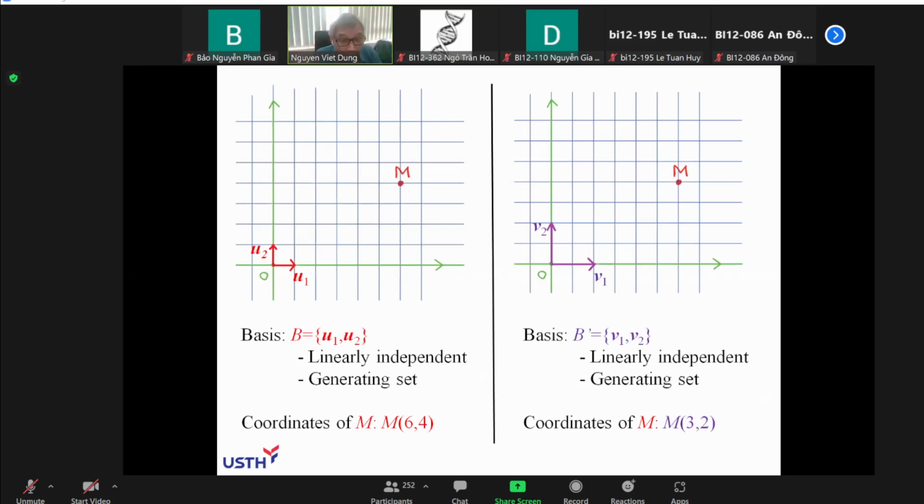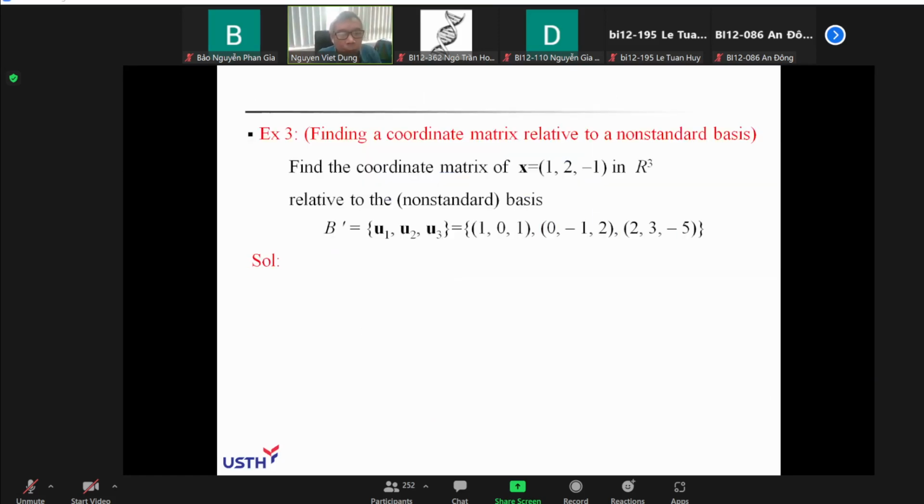That is a very important thing. Now, once again, we consider the 3-space R3, but now we consider the non-standard basis B prime, consisting of three vectors U1, U2, U3. Here is U1, here is U2, and here is U3. Suppose that we have a vector, a point X inside R3. We need to find the coordinates of X relative to the new basis B prime. How can we do it? You see that it once again leads to solving a system of linear equations.